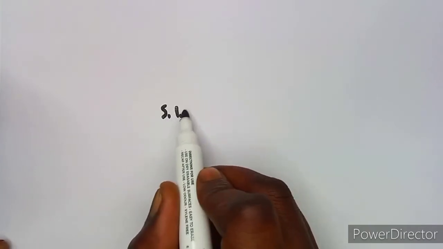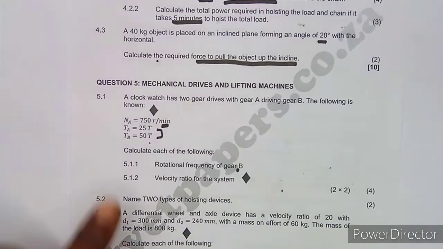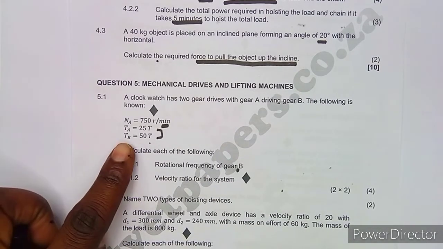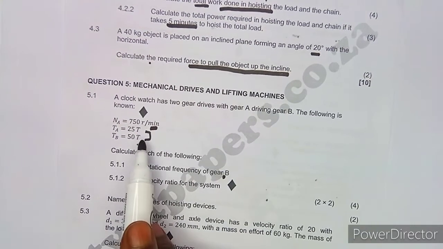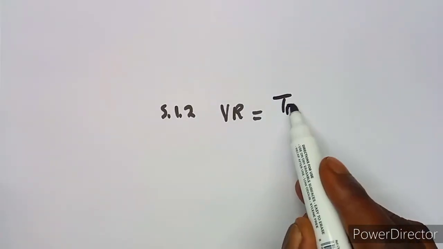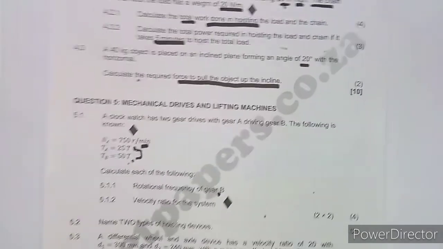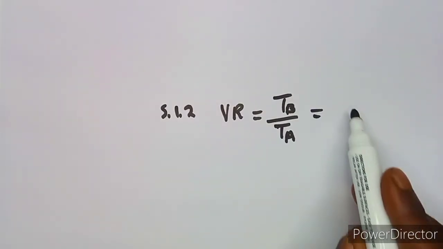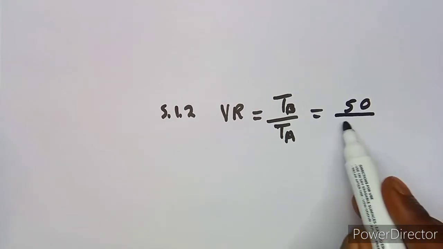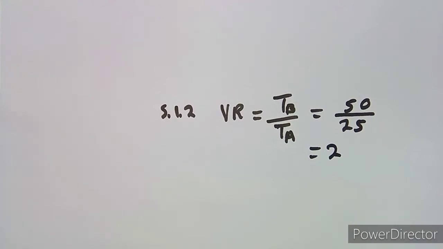What are we going to have in this case for the velocity ratio? Using the number of teeth, which is TA and TB, you are going to use the driven over the driver, TB over TA, which is 50 over TA, which is 25. So you're going to have 50 over 25. Dividing this, you obtain 2 from a calculator.